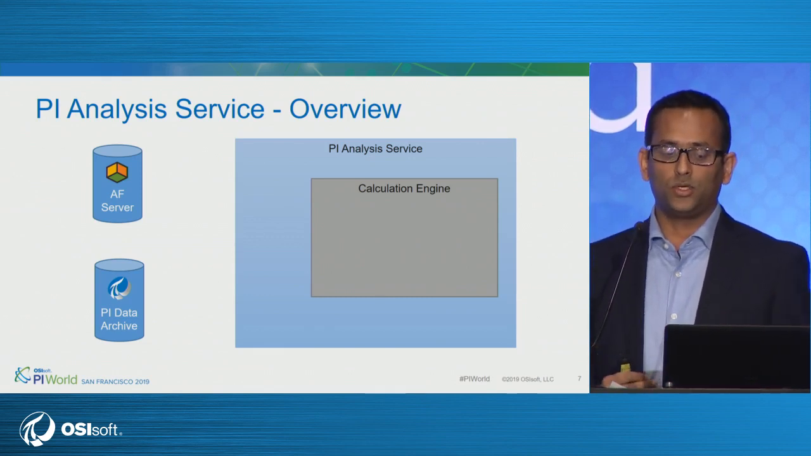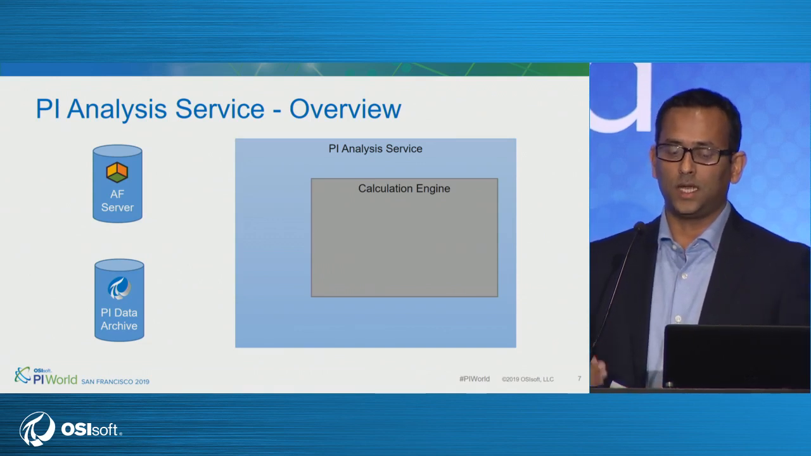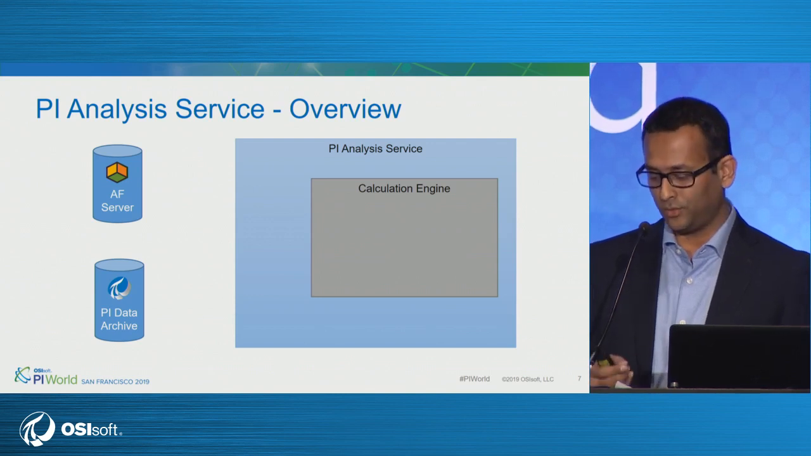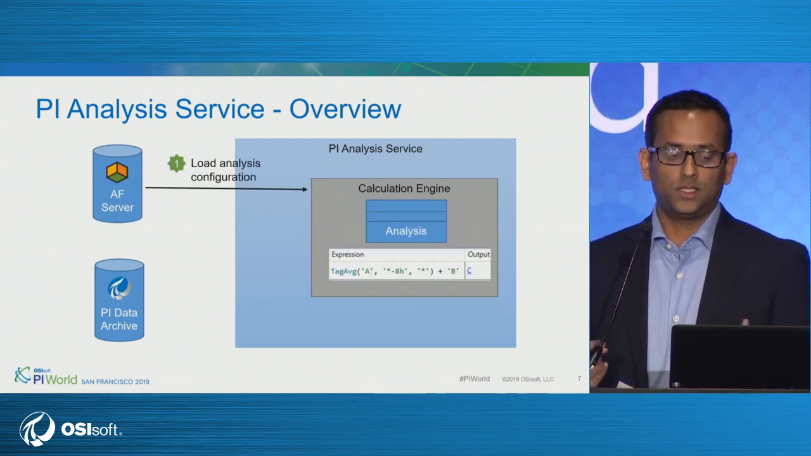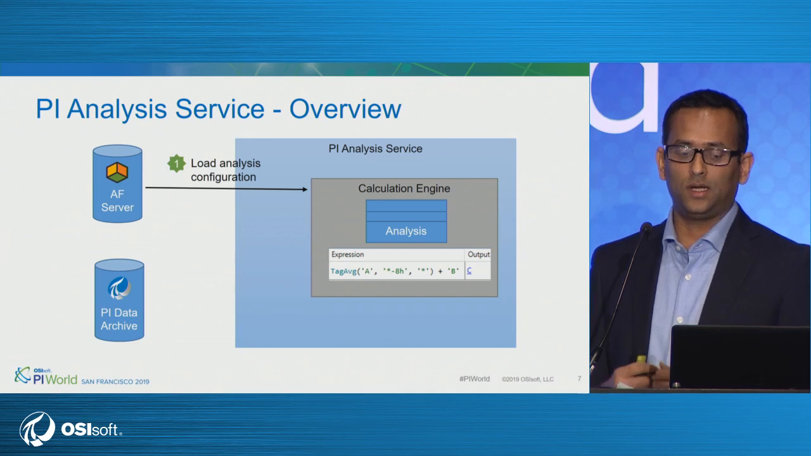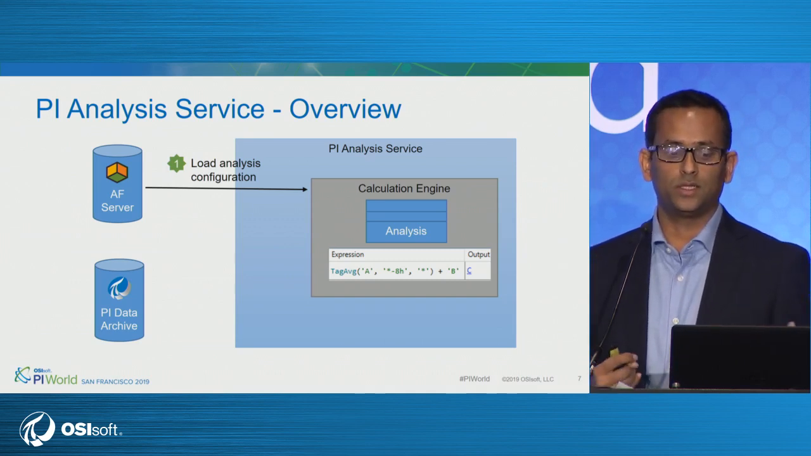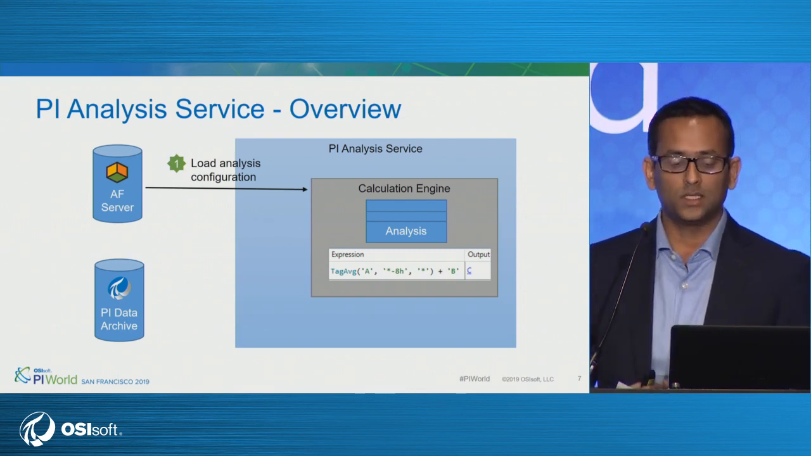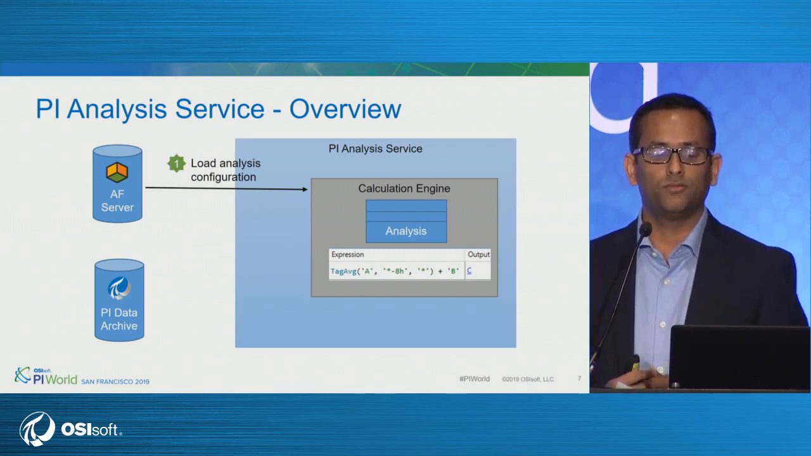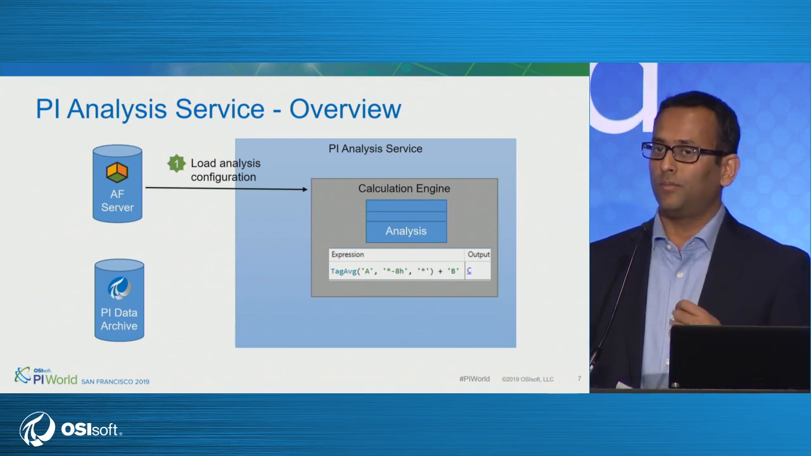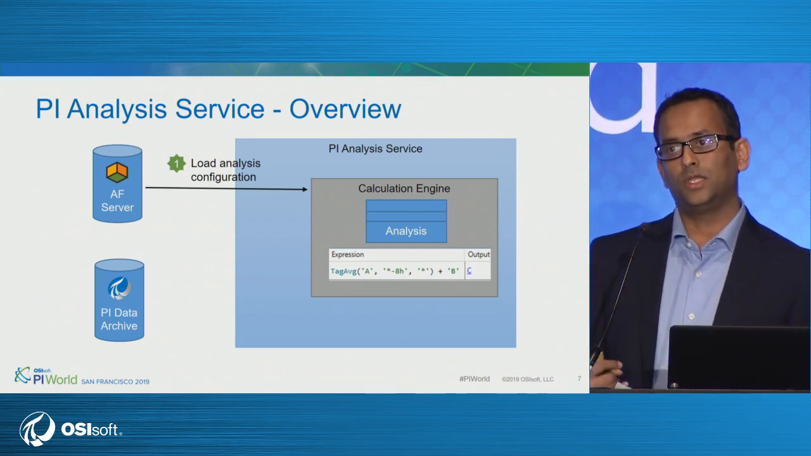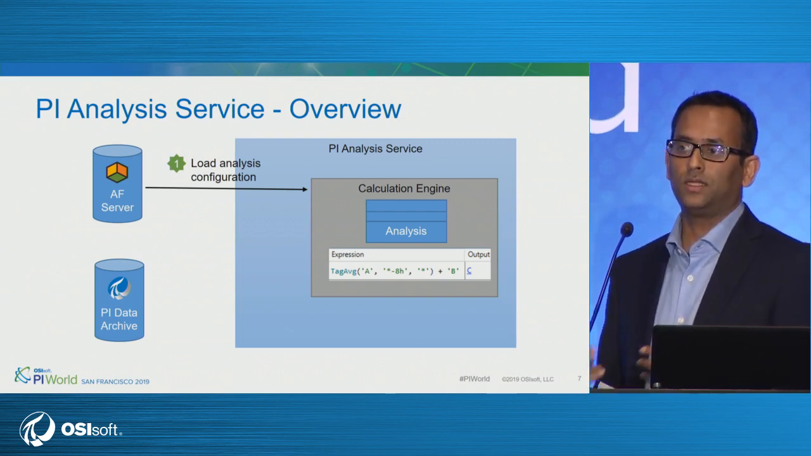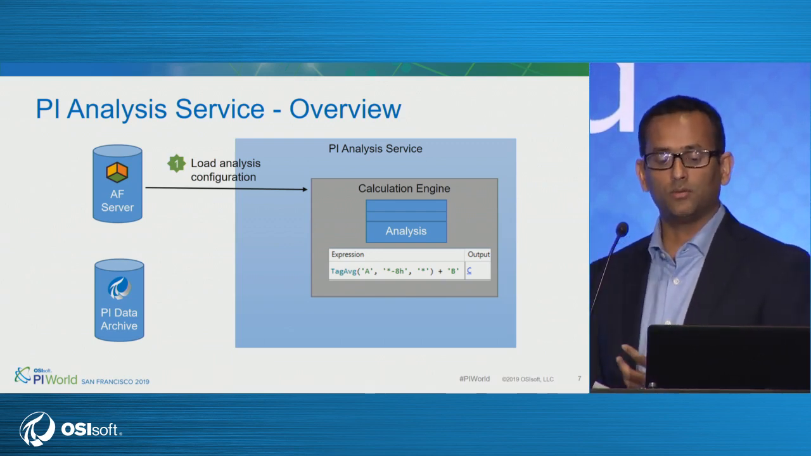So let me quickly walk through some of the steps that happen when the Analysis service starts. First, when you start your Analysis service, it talks to the AF server and loads the configuration for all your analyses. You could have a few hundred, maybe 10,000, 100,000 analyses. It loads the configuration for all of them. Then it will, one by one, parse the configuration for all these analyses and figure out what the inputs and outputs are. These are your AF attributes.